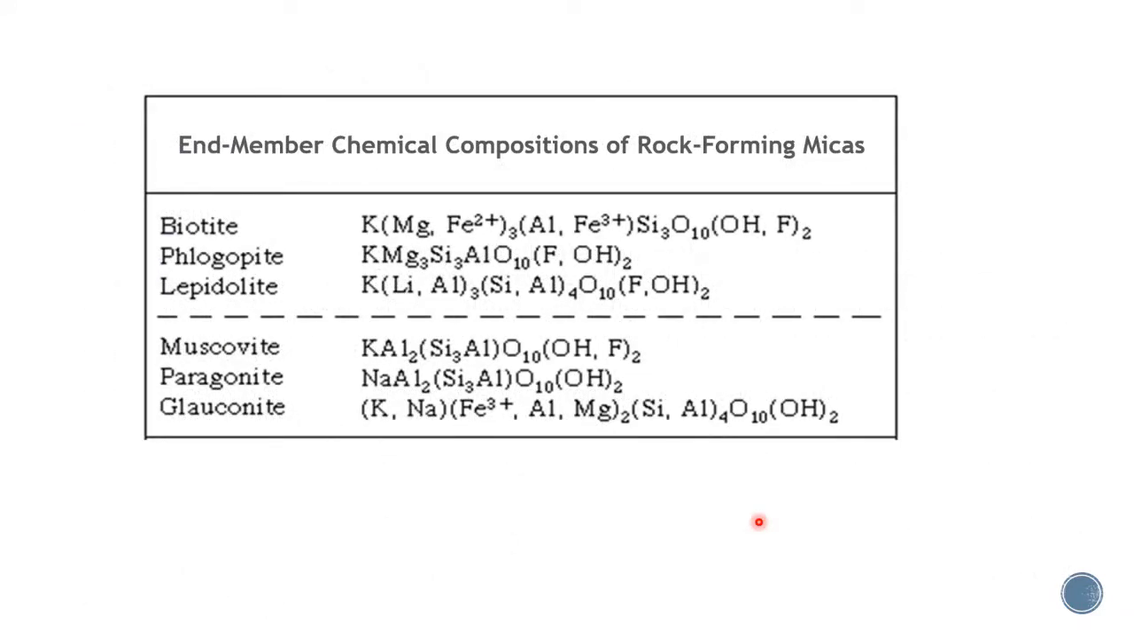Here are the end member chemical compositions of rock-forming micas. Now, these are the most common minerals. Actually, there are more than 28 mica minerals. Among them the common ones are biotite, muscovite, phlogopite, lepidolite, paragonite, glauconite, etc. Here is the chemical composition for each type of mica.